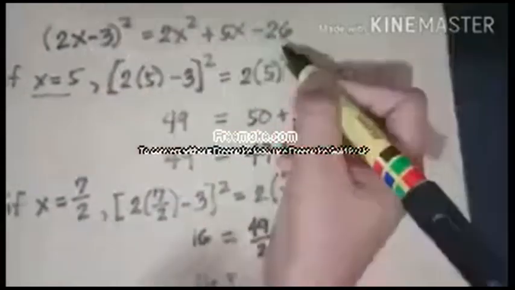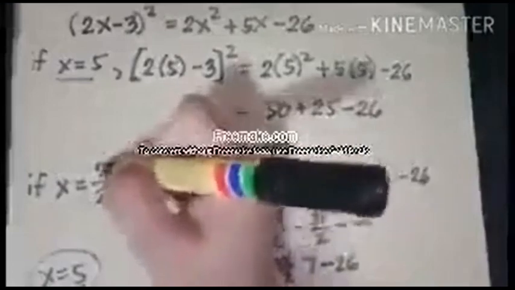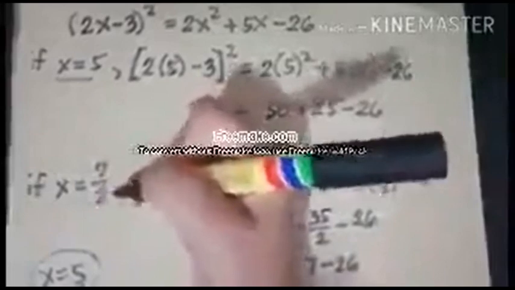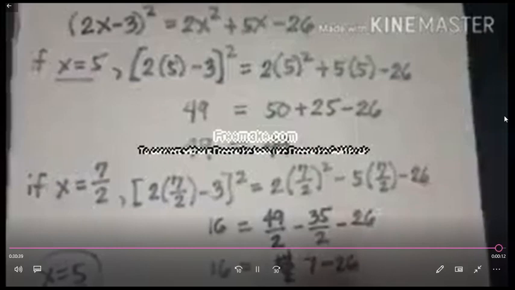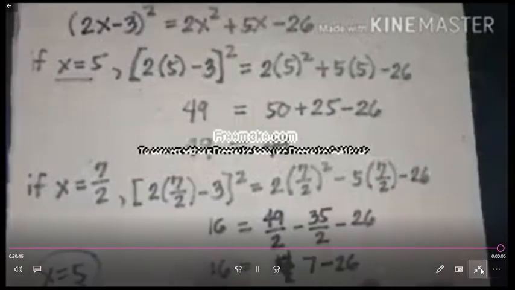So therefore, the solution or the roots of 2x minus 3 squared is equal to 2x squared plus 5x minus 26 is x equal to 5. This is the only real solution. We are going to exclude 7 over 2 because it is an extraneous solution or an extraneous root. Why? Because it makes our statement a false mathematical statement because obviously 16 is not equal to negative 19.